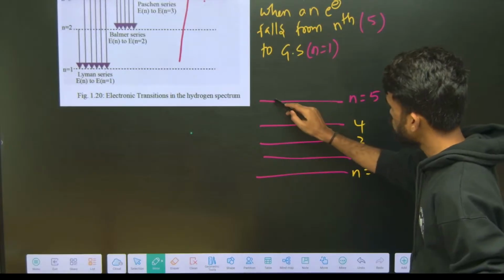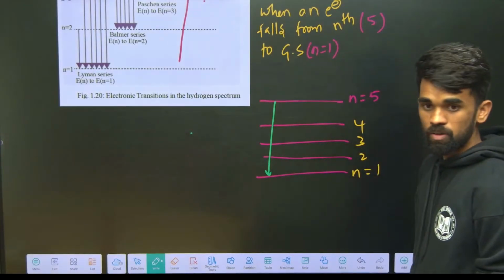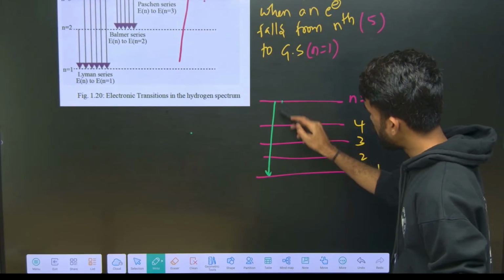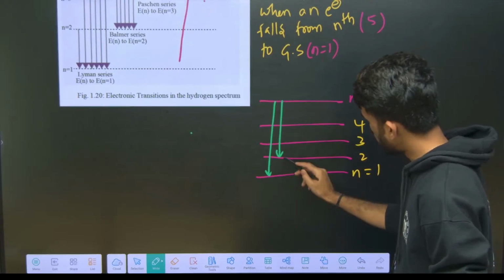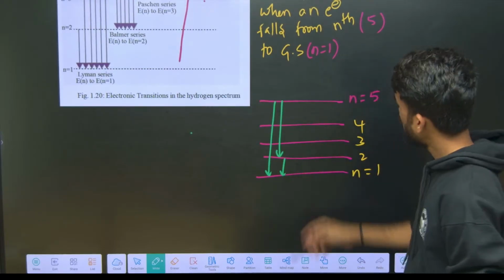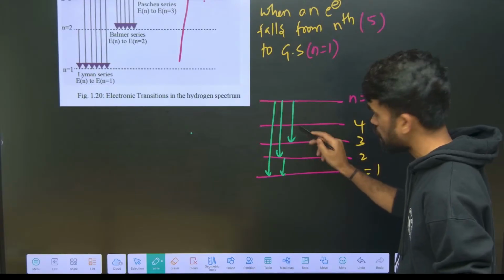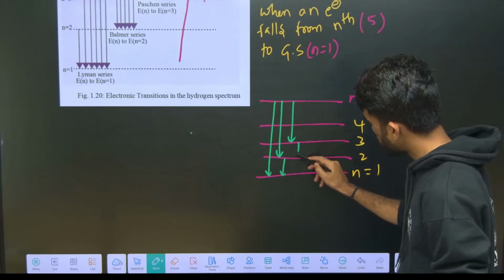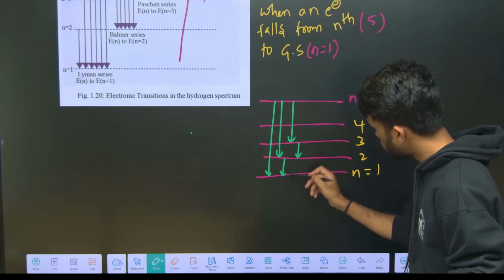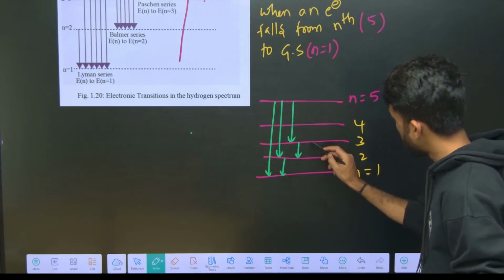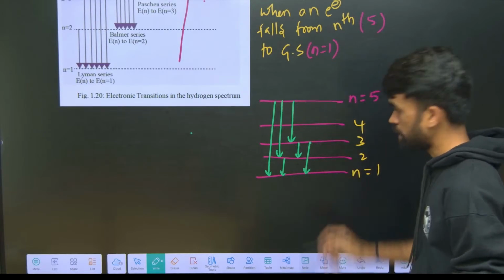So directly 5 to 1 it can be. Or 5 to 4 it can come, again 4 to 1 it can be. Or 5 to 3 it can come, from 3 to 2 it can come, again 2 to 1 already written. Or directly from 3 to 1 it can come.